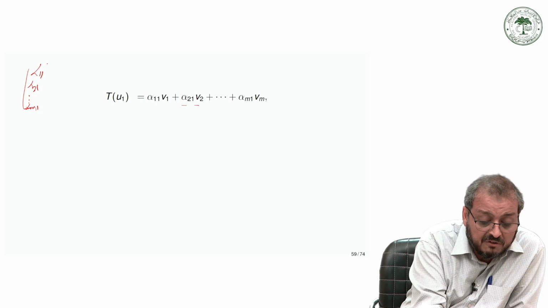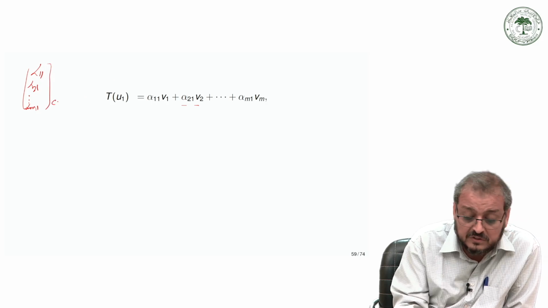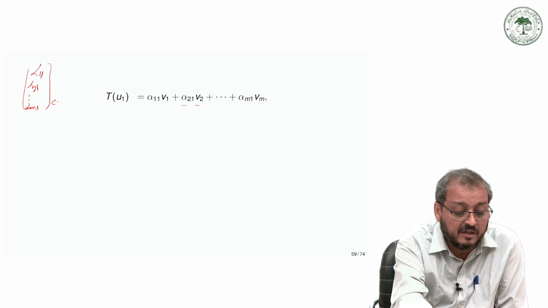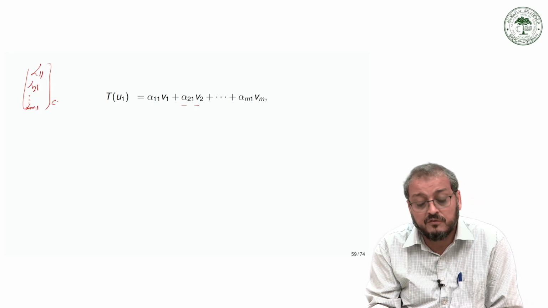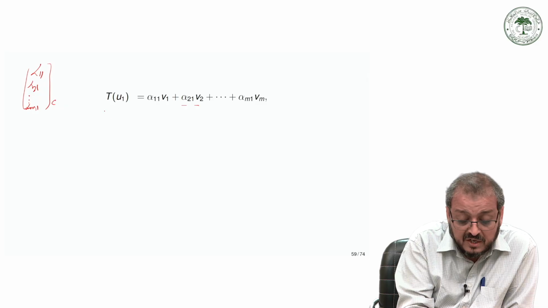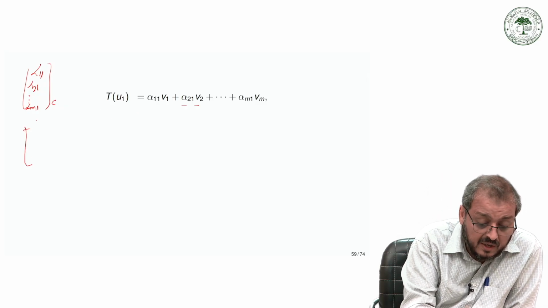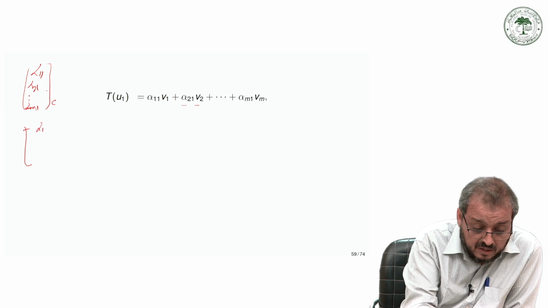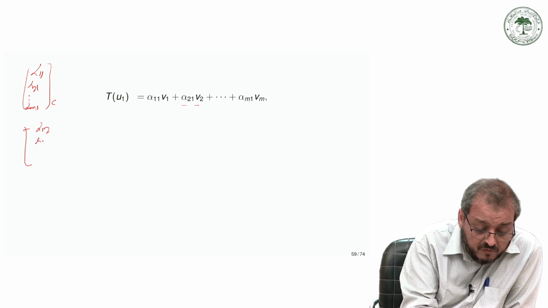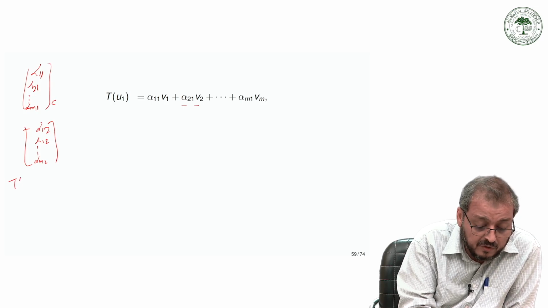So this is the first column corresponding to T of U1 with respect to the basis C. This means T of U1 can be written as a finite linear combination of the elements of the basis C: alpha 1 1 into V1 plus and so on. Similarly, we can calculate T of U2. This is equal to the column alpha 1 2, alpha 2 2, and so on up to alpha m2, which corresponds to T of U2 with respect to the basis.